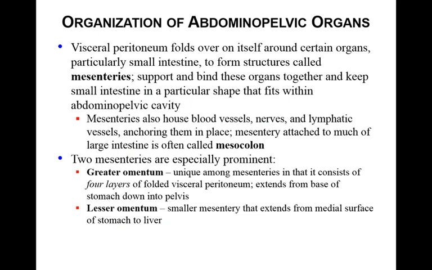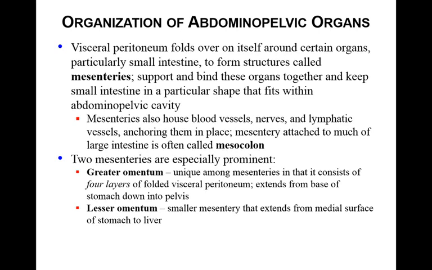Okay, so that visceral peritoneum is going to fold over itself around certain organs, especially in the small intestine. That's going to form structures called mesenteries. Mesenteries are there to support and bind organs together to keep the small intestine in a particular shape so that it fits well in the cavity. They also house blood vessels, nerves, and lymphatic vessels. They anchor these in place.